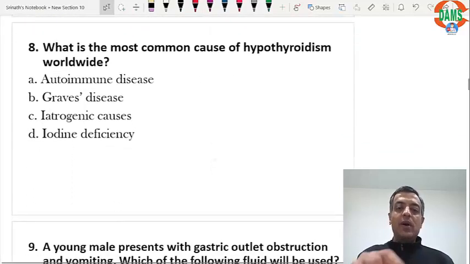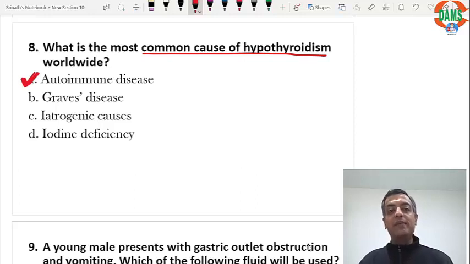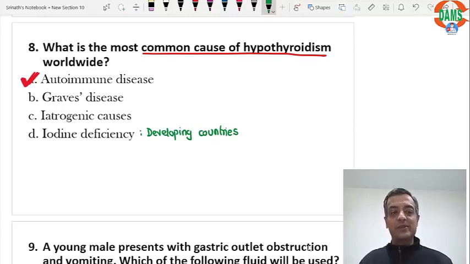The most common cause of hypothyroidism in the world is now autoimmune thyroiditis. Previously, it used to be iodine deficiency, especially in the developing countries. But the availability of iodized salt has decreased the risk subsequently, and the most common cause now remains autoimmune thyroiditis.